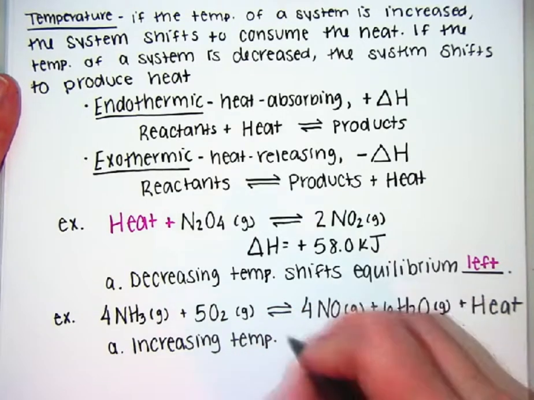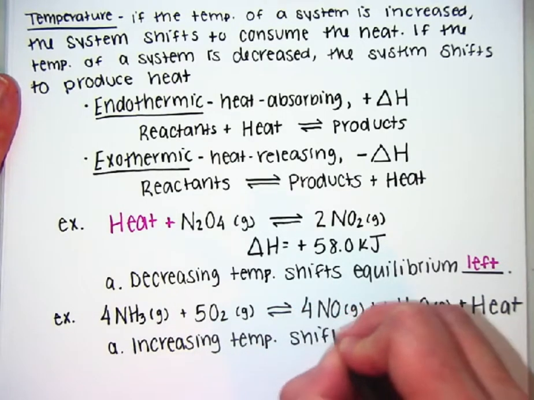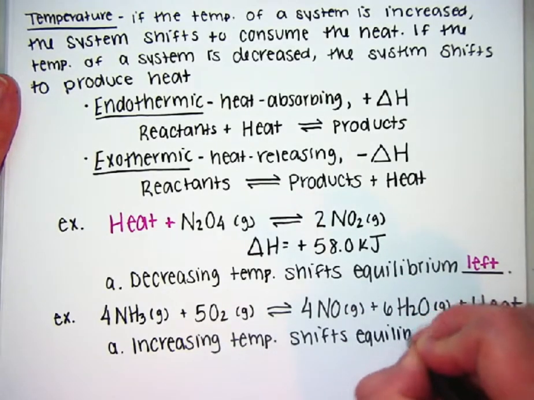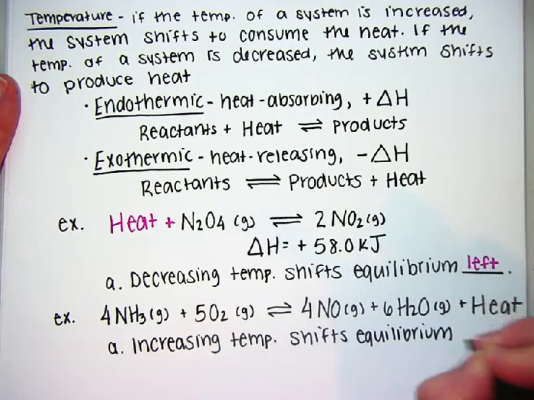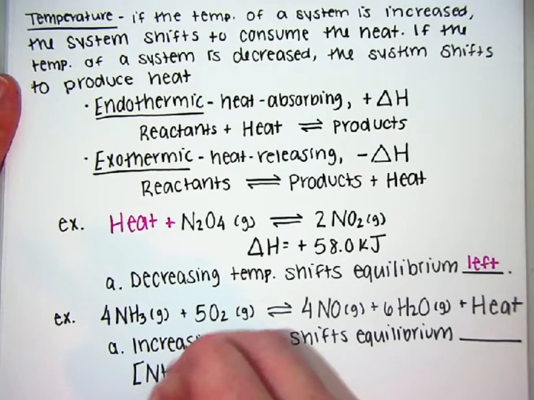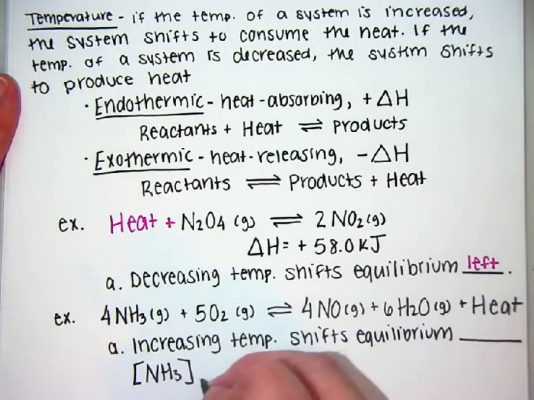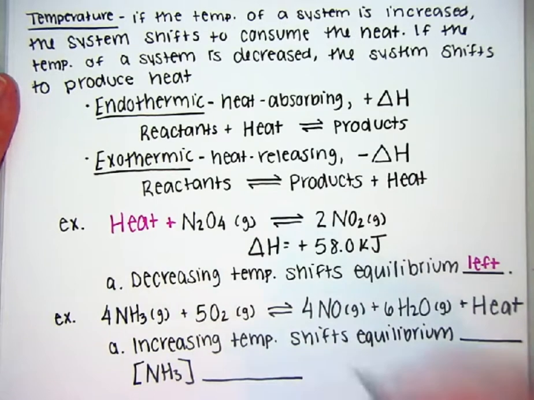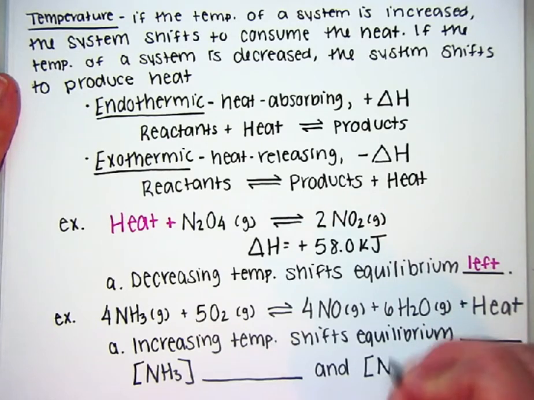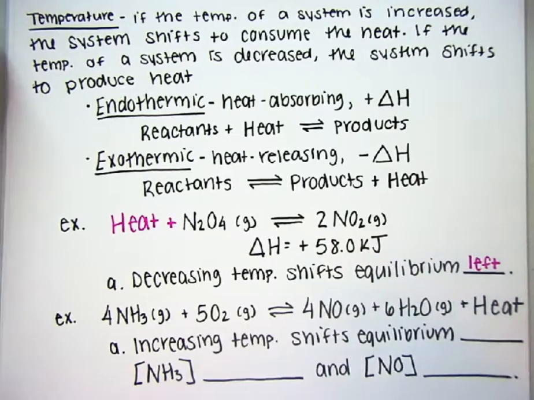Increasing temperature shifts equilibrium. Concentration of ammonia increases or decreases, and the concentration of NO increases or decreases.